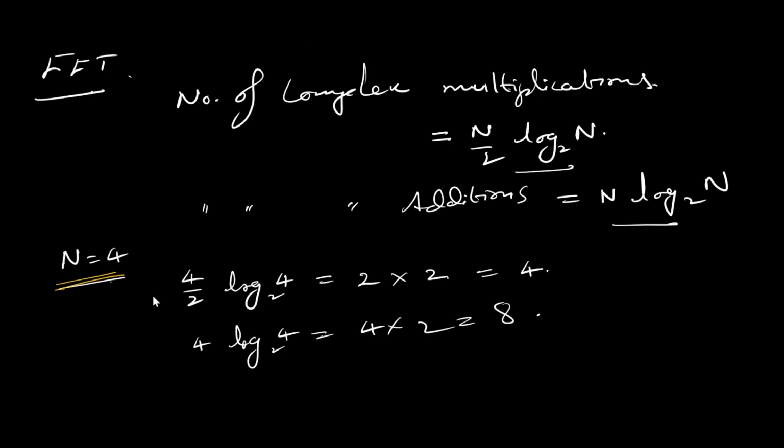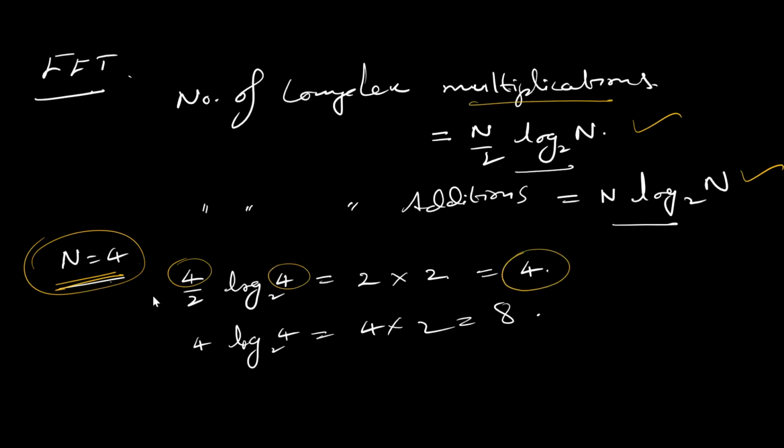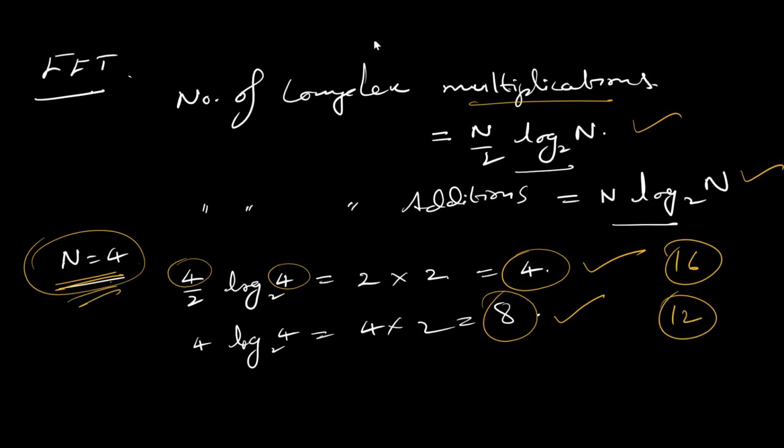Now if we consider the same example, n equal to 4, and substitute into these two equations, the number of complex multiplications we get is 4, and the number of complex additions we get is 8. This is much less, there is a significant difference between these two values and the values we got while calculating DFT. The number of complex multiplications for DFT was 16, if you remember, and the number of complex additions for DFT was 12 for n equal to 4. So you can see the difference.